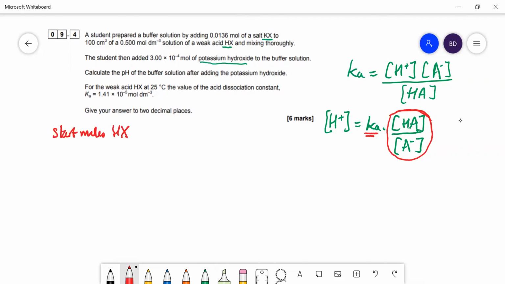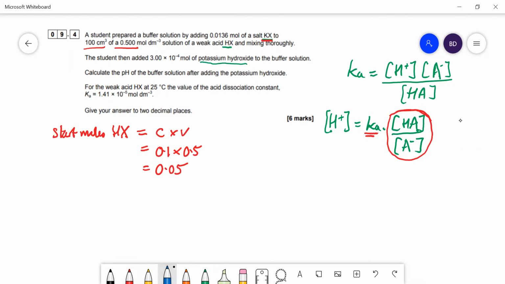How do we work that out? Well, we've got the concentration and the volume. Concentration times volume, so that's 0.1 times 0.5, which is equal to 0.05. That's the start moles of HX. The start moles of the salt, they just tell us, is 0.136.